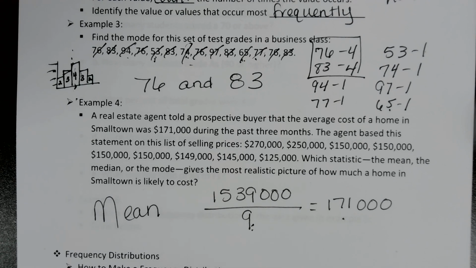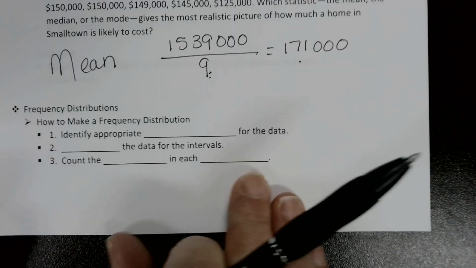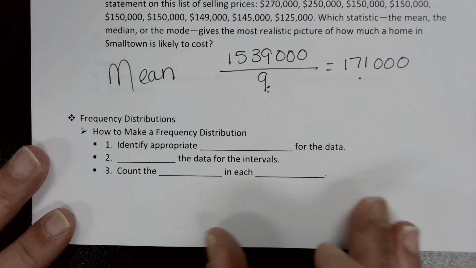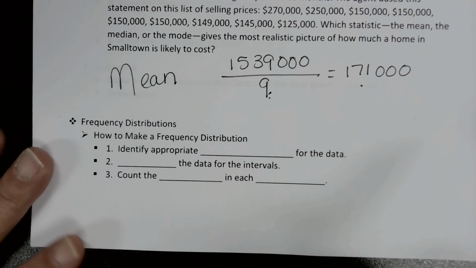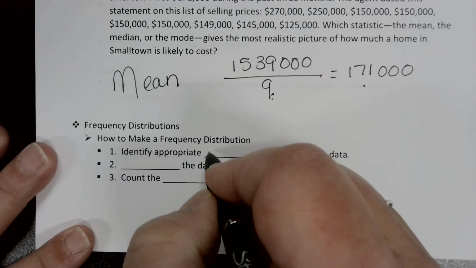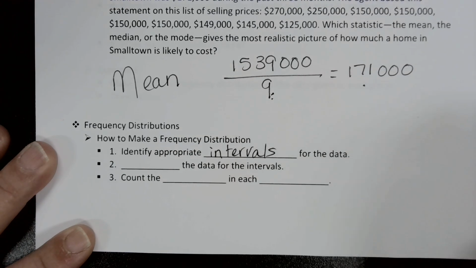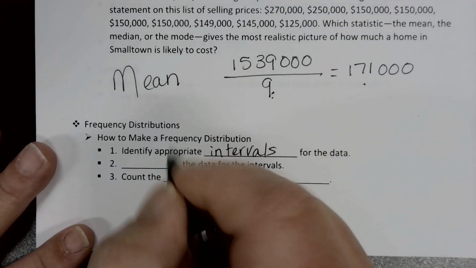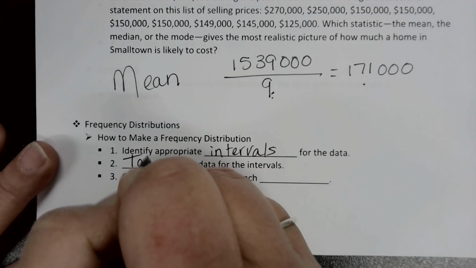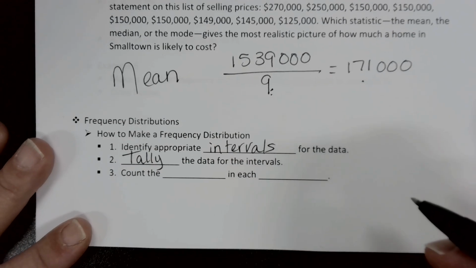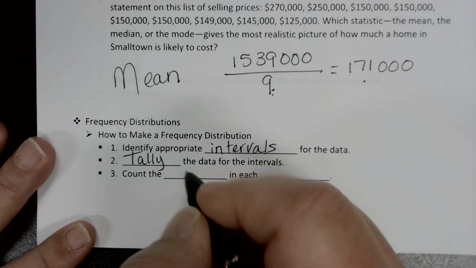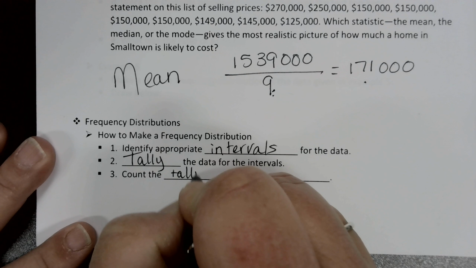Okay? So finally, this last thing that we're going to talk about here is, that's not the last thing. I'm sorry, this is a long lesson. Frequency distributions and how to make them. First of all, we need to identify appropriate intervals for the data. And then we tally the data for the intervals and count the tallies in each interval.